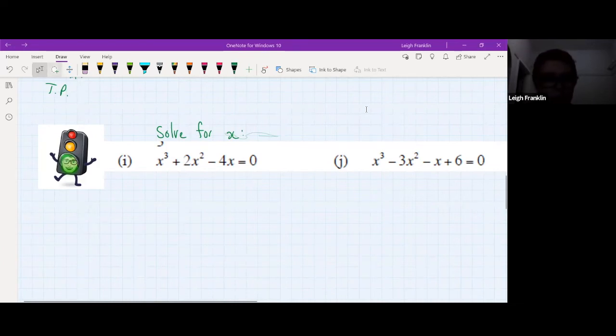Okay, I'm going to start working through I. Don't think this is going to factorize.